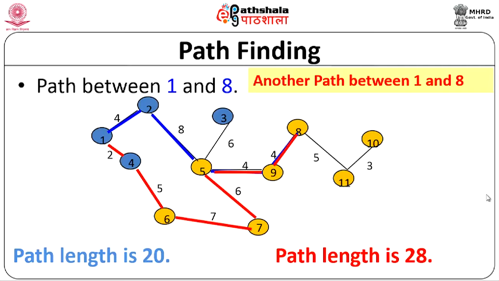So, finding a path between any two vertices is an important problem. The applications of graphs are so varied that all these operations find particular applications. We will come to that as we go along. Here we have two paths between 1 and 8, one with a path length of 20 and the other with a path length of 28. These weights could be the cost of travel or the distance, it could be anything. It depends on what your application is.